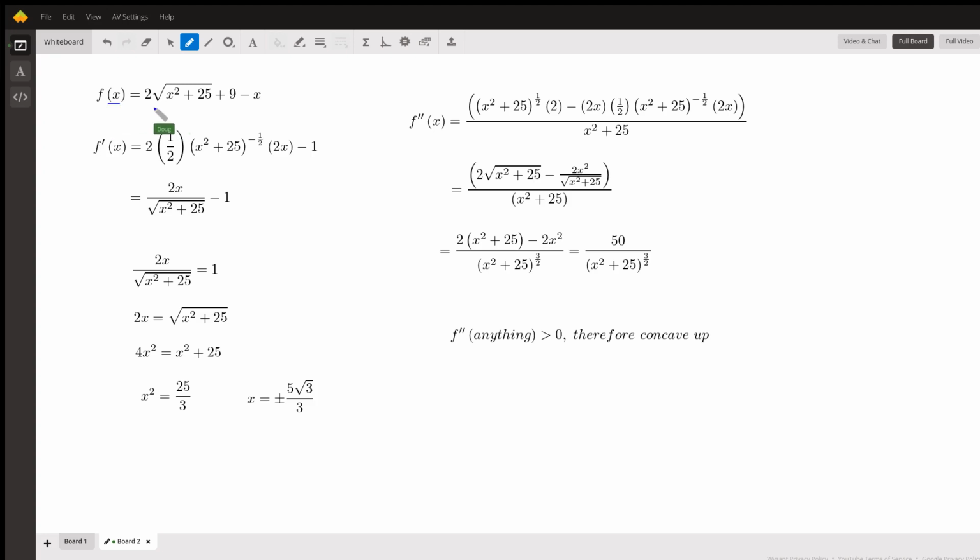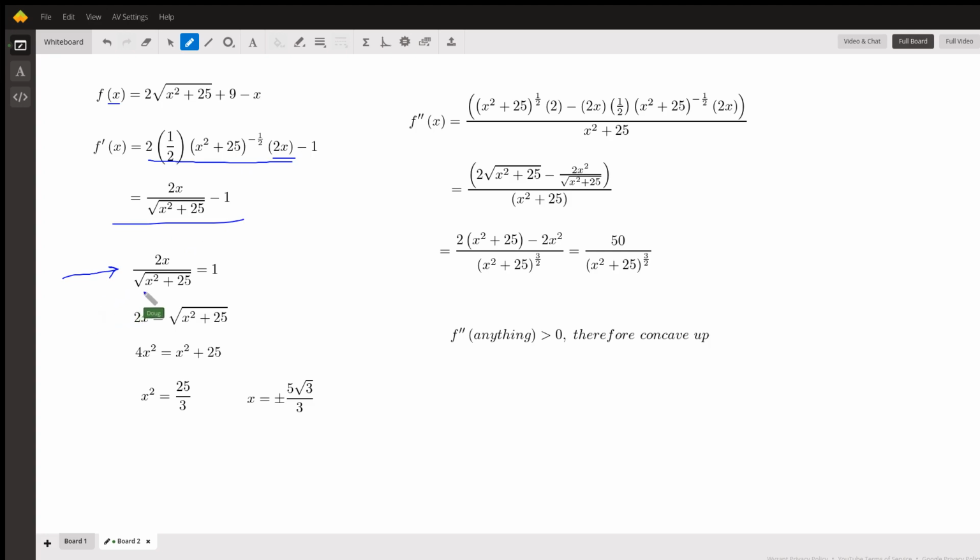So we'll just apply the power rule, rewriting this radical as x squared plus 25 to the 1/2. There's the power rule, followed by the chain rule. The derivative of the 9, a constant, is 0, and the derivative of minus x is minus 1. And this first term here simplifies to 2x over the square root of x squared plus 25. We want to know, when does that equal 0? Well, there's the equation.